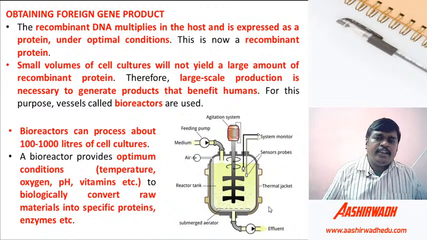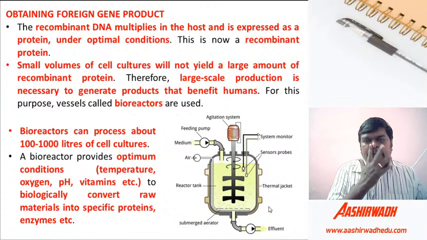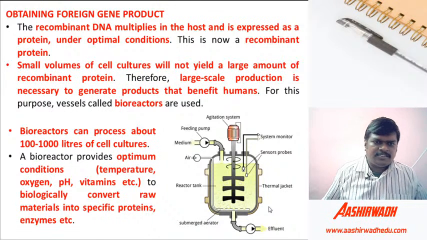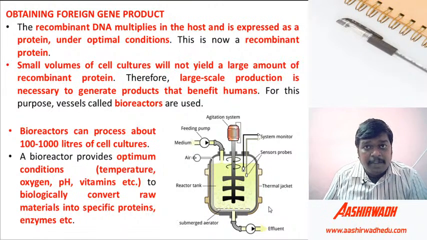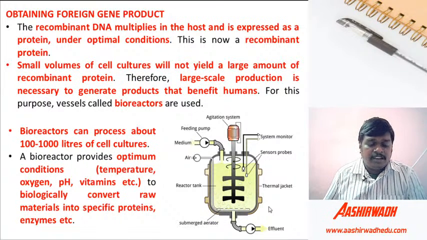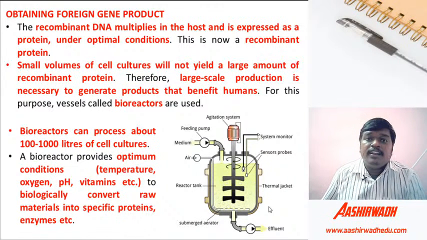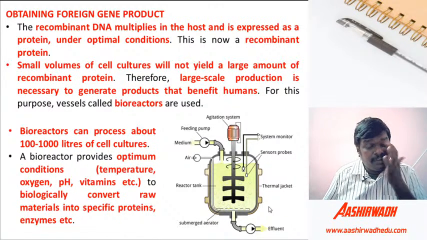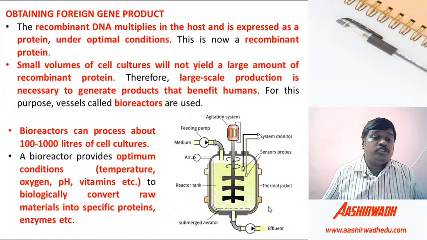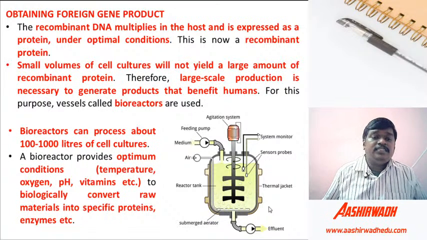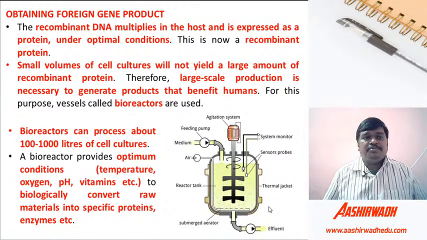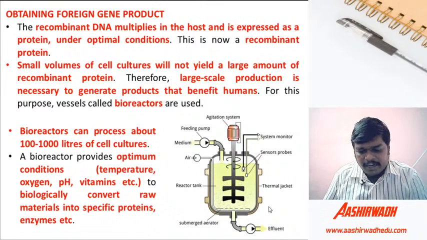Here the bioreactors should contain certain criteria, optimum conditions like optimum pH and optimum temperature. The oxygen level has to be maintained, and similarly the required vitamins as well as the cultured cells have to be there. When you provide all these things, they will produce specific proteins or enzymes. That is about the bioreactors.